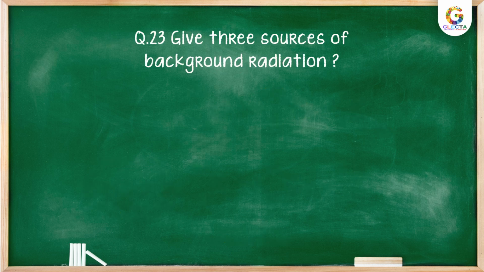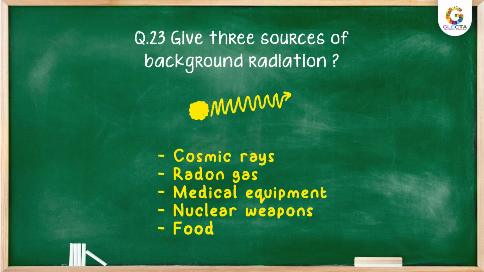Question 23. Give 3 sources of background radiation. Possible sources are cosmic rays, radon gas, medical equipment, nuclear weapons, and some food like bananas. Don't get me started on radioactive bananas. Question 24.